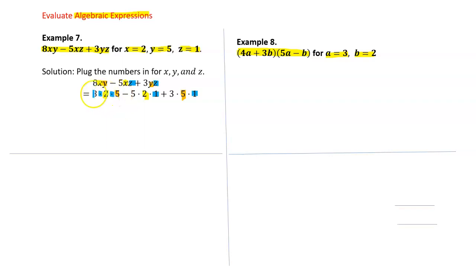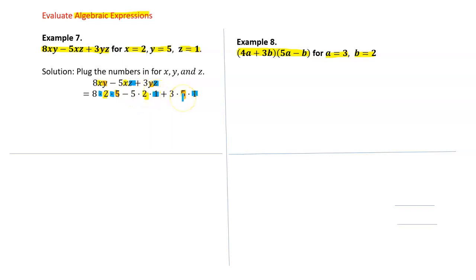So the first multiplications give us 80, and 5 times 2 times 1, that's 10, and 3 times 5 times 1, that's 15. And remember, any number times 1 would be itself. So when we do 5 times 2, it's 10. 10 times 1 would still be 10.